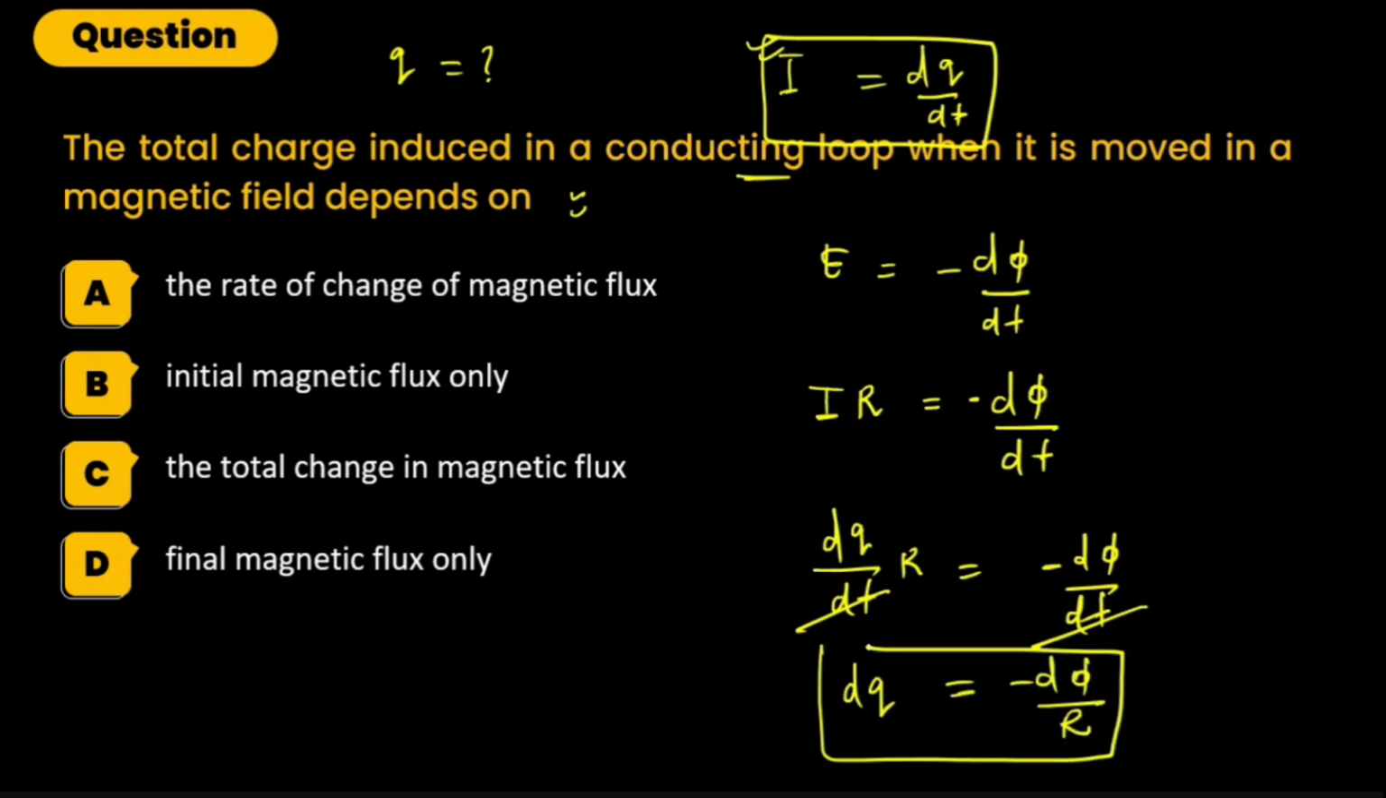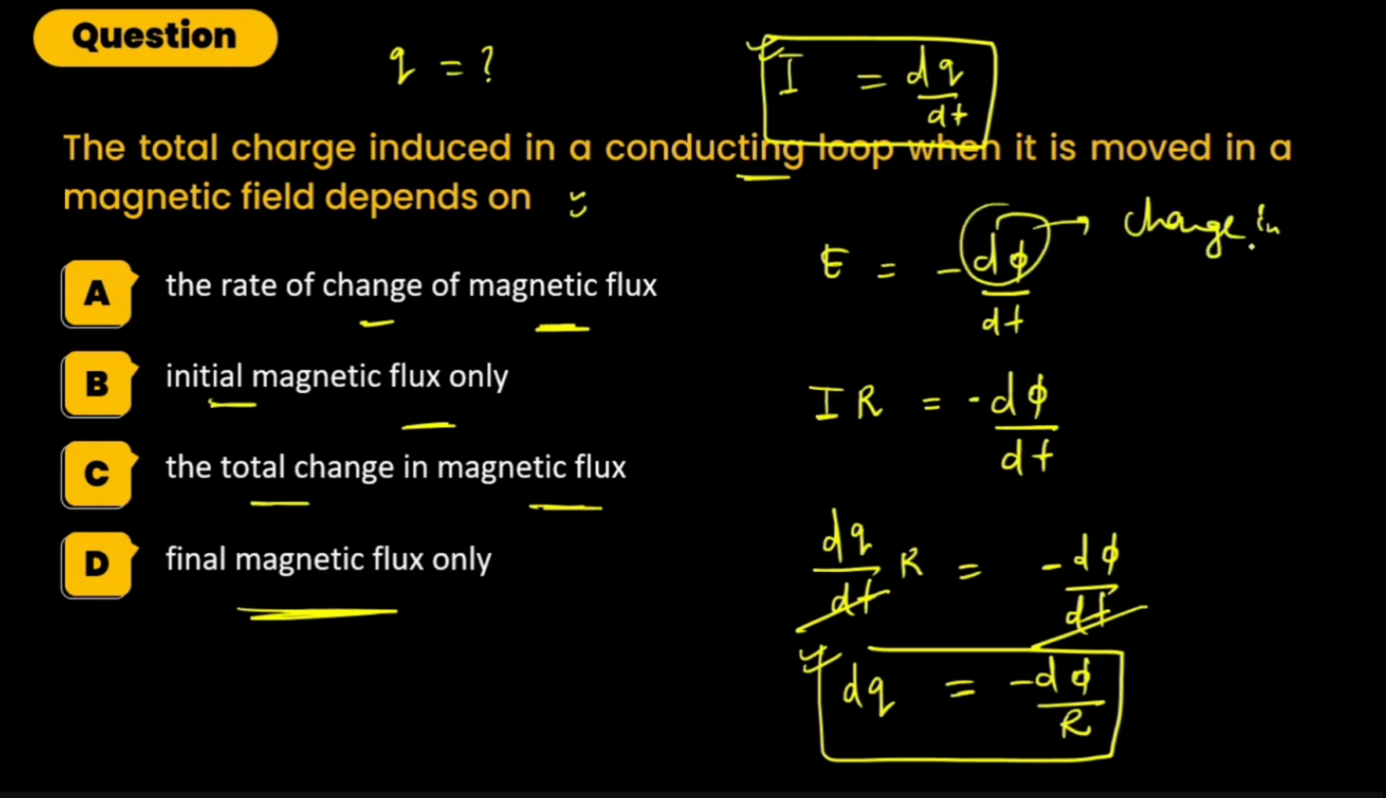So now let us try to see the options and let's see how this total charge induced in the conducting loop changes when it is moved in a magnetic field. So it depends upon rate of change of magnetic flux, initial magnetic flux only, total change in magnetic flux or final magnetic flux. So what is this d phi? This d phi is representing change in magnetic flux. So what do you think? Which should be the correct option?